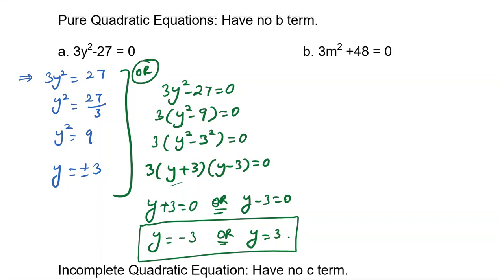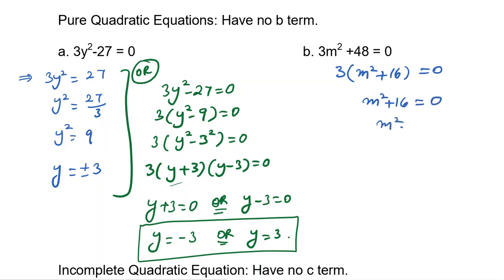Next one. In this one, we have 3m squared plus 48 equals 0. If I try to factorize this, first I'm going to take the common factors out. So 3 is the common factor. Inside, we are left with m squared plus 16. So the product of two factors is 0. 3 cannot be 0, so it means m squared plus 16 should be 0.